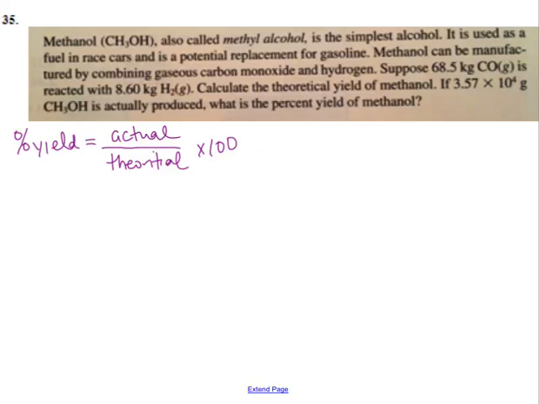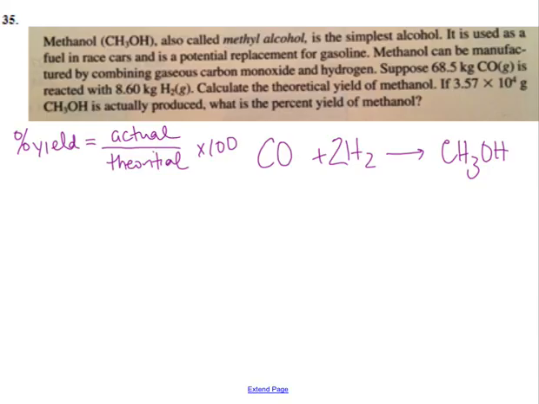Okay? So we need to look at this problem and probably write a reaction. It says methanol, also called methyl alcohol, is the simplest alcohol. It's used as a fuel in race cars and is potentially a replacement for gasoline. Methanol can be manufactured by combining gaseous carbon monoxide and hydrogen. So we're going to combine gaseous carbon monoxide and hydrogen to make the methanol. Anytime we write an equation, what should I do with that equation? Balance it. So it looks to me like I'm only short on H's on this side. So I'm going to put a 2 there.